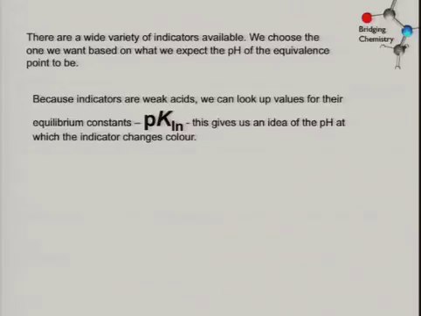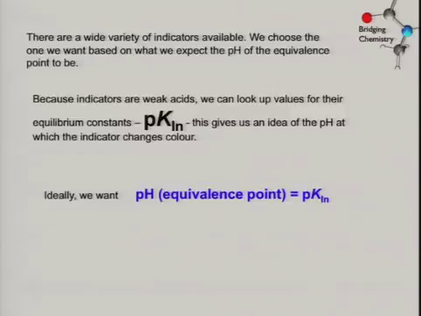I'm getting to the important point. So you can look up these pKin values, and what you want is for the pK of the indicator to be about the same as the pH of the equivalence point for your titration. Right? So you kind of have a feel for what the pH of the equivalence point is going to be because you know what sort of titration curve you're talking about. So if it's a strong acid, strong base, the equivalence point pH is 7. If it's a weak acid, strong base, it's bigger than 7. It's like 8, 8.5 or something. And so you pick an indicator whose pKin is about the same as the pH of the equivalence point.